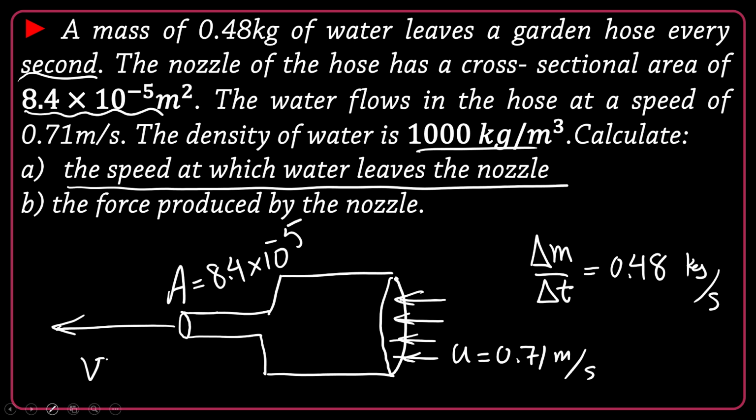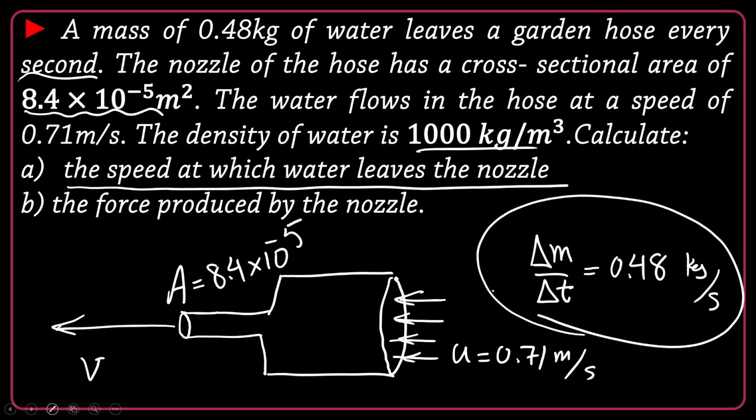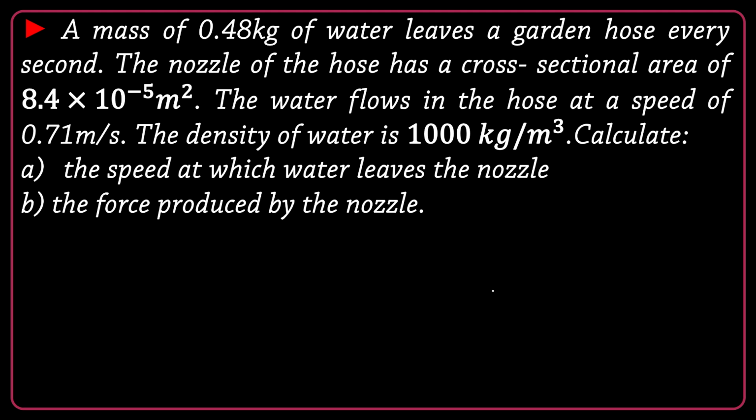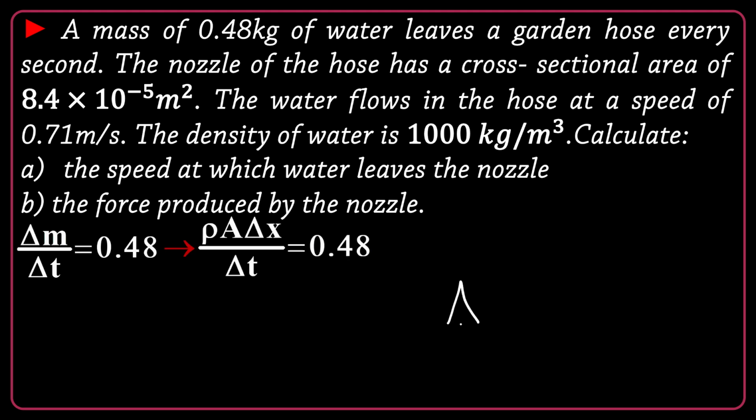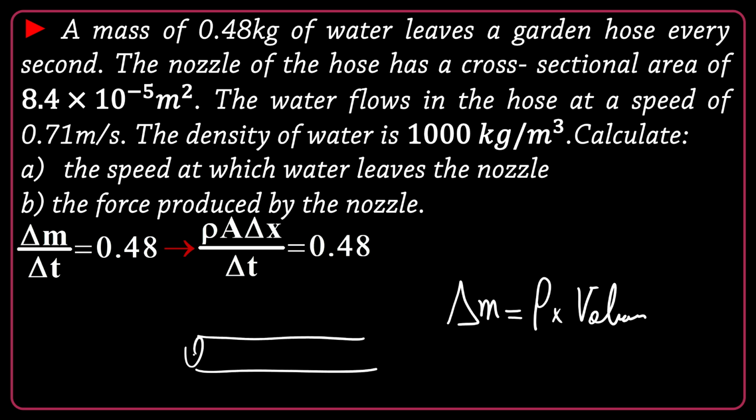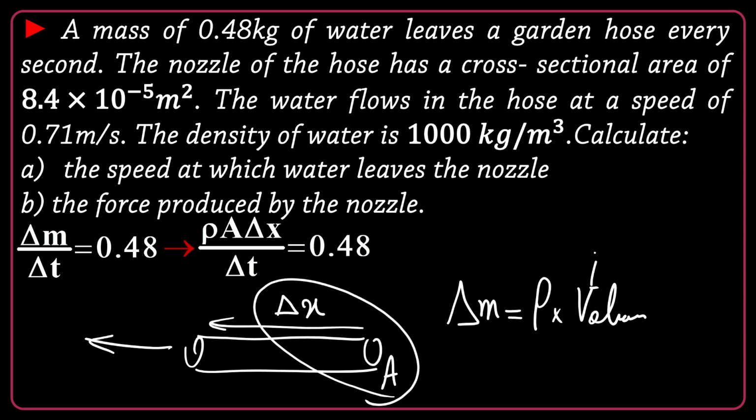How to find it? It's very easy. We can use this delta M over delta T because we know everything except the V. Let's start like this. Delta M over delta T is 0.48. For delta M, we write density times the volume. The volume at the output, as the distance traveled is considered to be delta X, is going to be the cross-sectional area A times delta X.